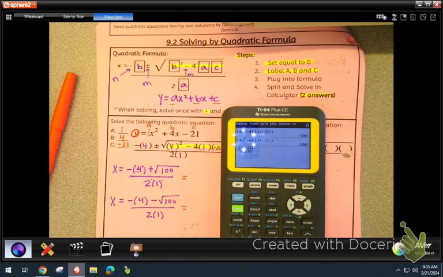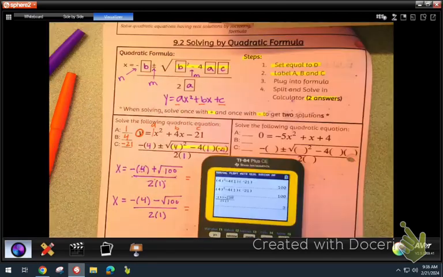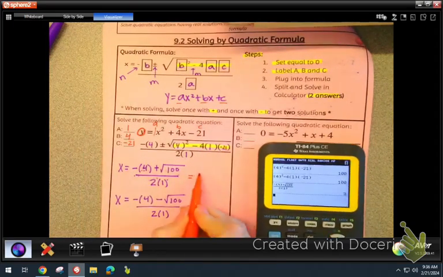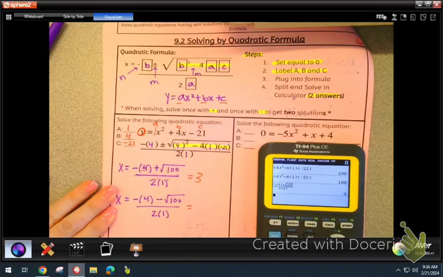I pressed second x squared and then you're putting a 100 in there. Select enter. 3 for the first one, okay? So this equals 3. So one of my solutions is x equals 3.